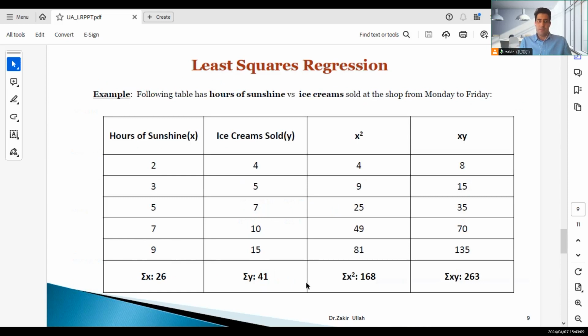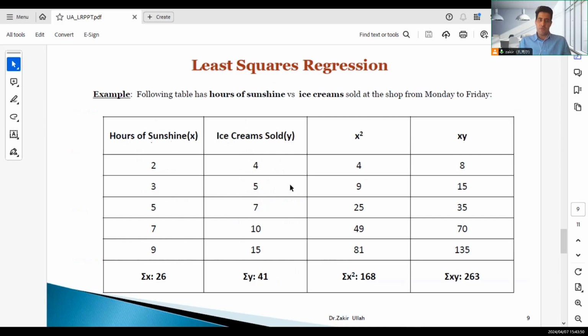So this table shows the hours of sunshine versus the ice cream sold at a shop from Monday to Friday. On Monday, the hours of sunshine is 2 hours, while the ice cream sold was 4. Here in this table, we have not represented any unit, whether this is 4 ice creams or 4 kg of ice cream or what. The second, on Tuesday, the number of hours of sunshine was 3, while the ice cream sold was 5.